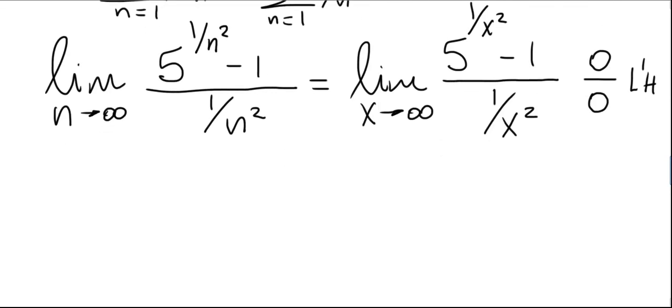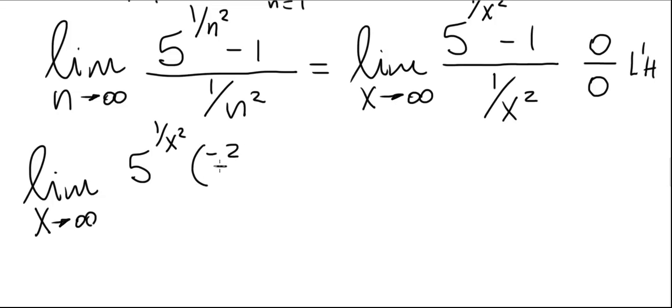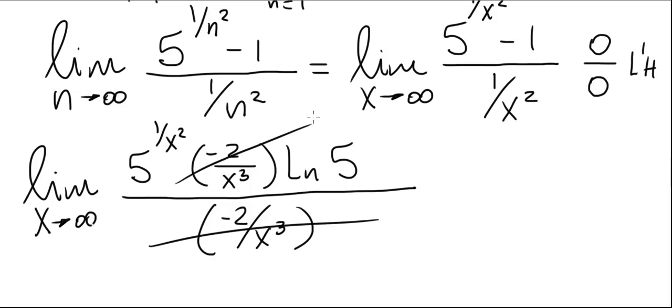Carefully take the derivative of the numerator. This is the limit as x goes to infinity of 5 to the 1 over x squared, times the derivative of 1 over x squared, which is minus 2 over x cubed, times the natural log of 5, divided by minus 2 over x cubed. Once again, these cancel. When x goes to infinity, 5 to the 1 over x squared goes to 1, and we end up with a positive finite limit of natural log of 5.